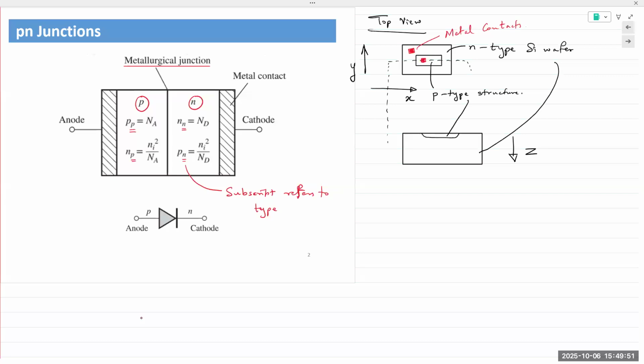The positive terminal is marked as the anode, negative as the cathode. The symbol is labeled right here. That symbol stays the same. Sometimes acronyms are used, A and K. Okay, A and K. These are simply contact pads, metal contacts: aluminum, copper, gold, etc.